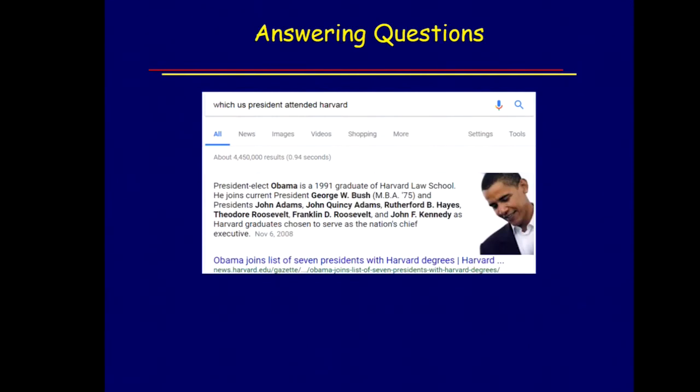And then answering regular questions, as opposed to list-seeking questions, something like which US president attended Harvard. And again, a special snippet at the top that will hopefully contain the answer, with some of the portions in the snippet highlighted.